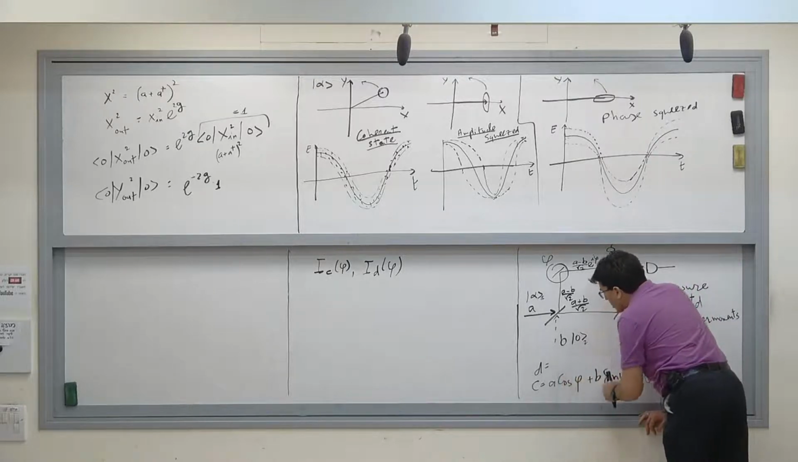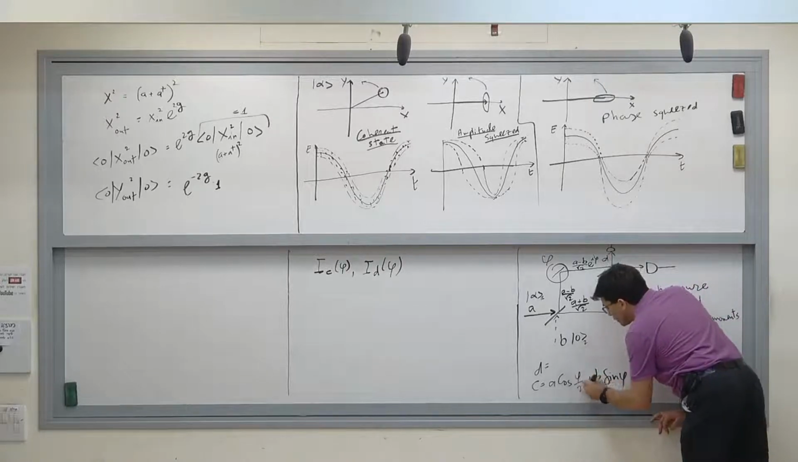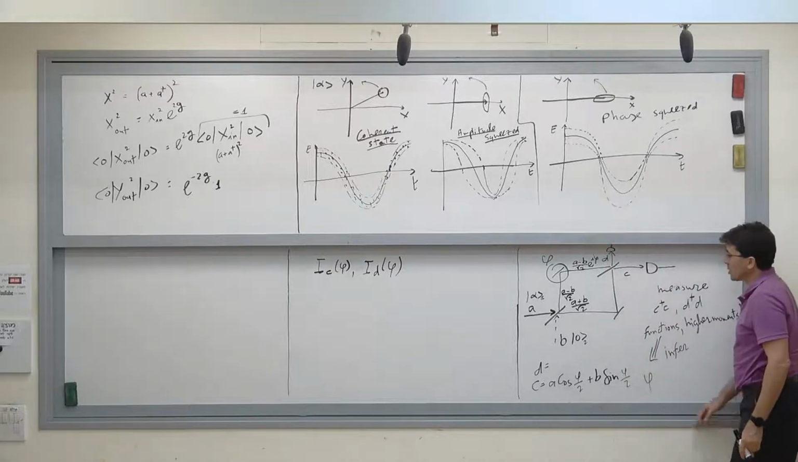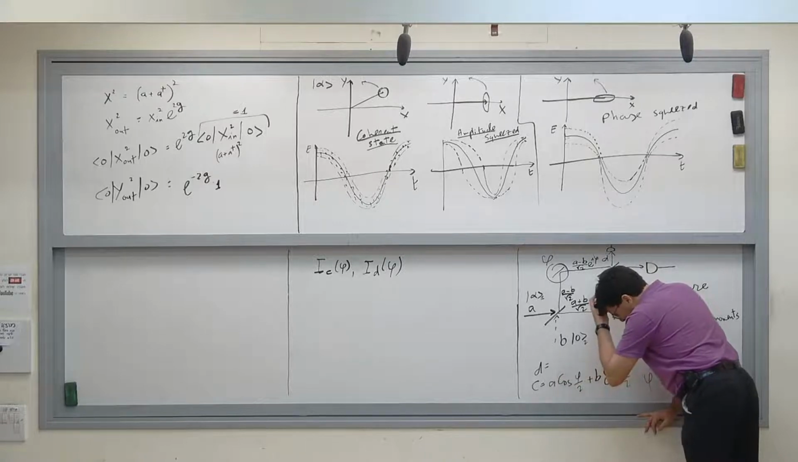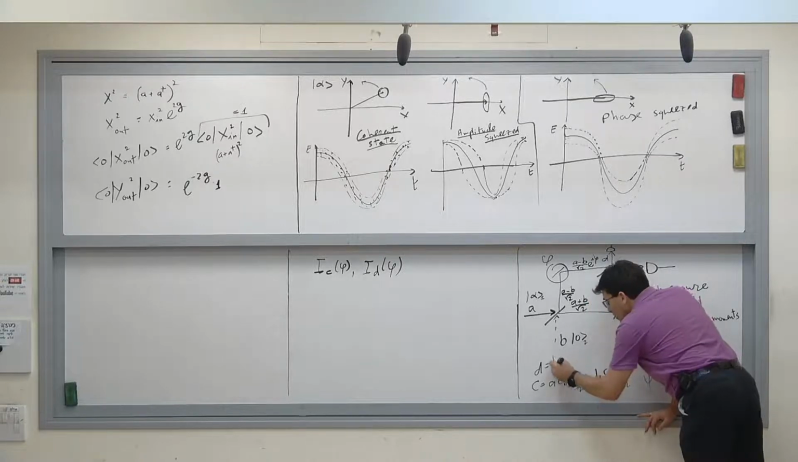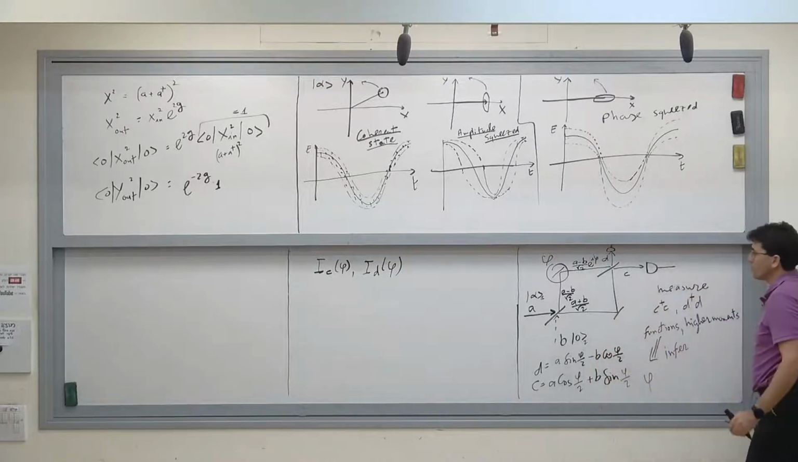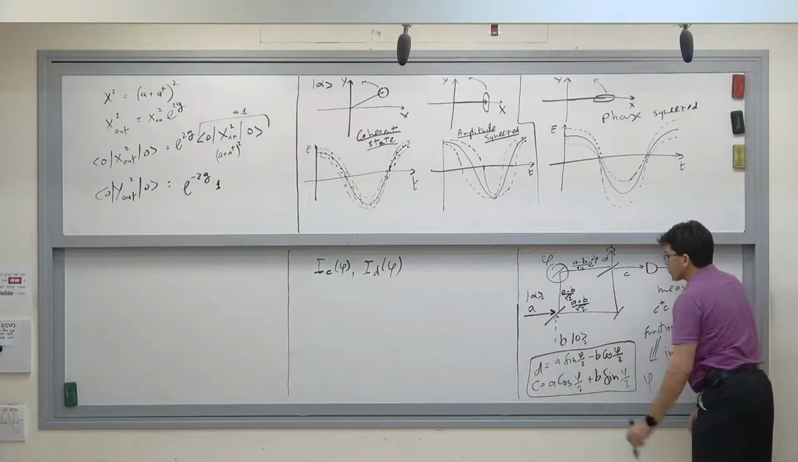And this one will be, sorry, not phi, it's actually phi over 2. And D equals what? A times sine phi over 2 minus B times cosine phi over 2.